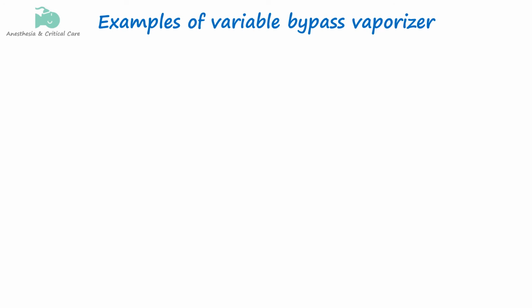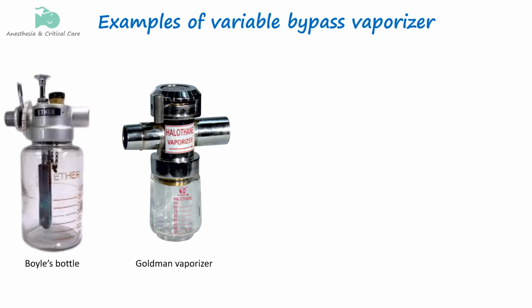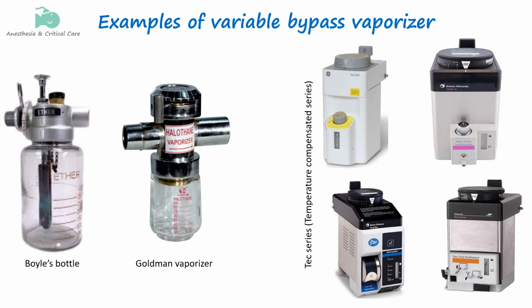Variable bypass vaporizers are the most common type used in modern anesthesia machines due to their reliability and precision in delivering volatile anesthetics. Vaporizers using this method of delivering output are given here. We will talk about individual vaporizers in the coming videos.